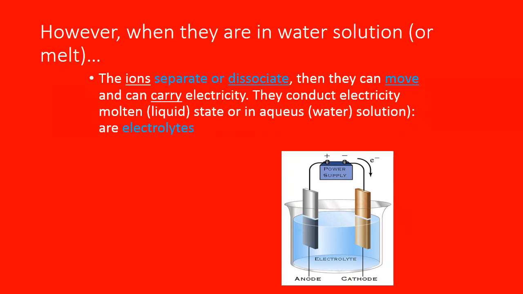The substances that conduct electricity in their molten state or aqueous solution are said to be electrolytes. So ionic compounds are electrolytes.